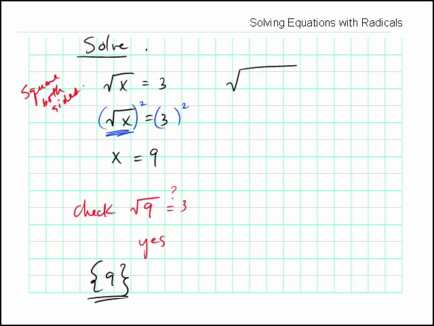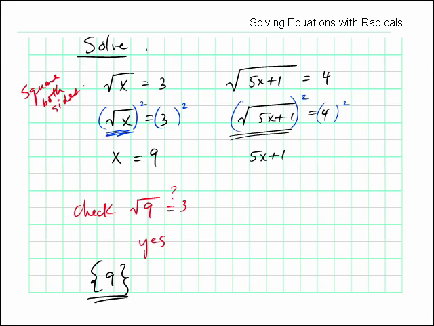Square root 5x plus 1 equals 4. Okay, just like the last example, to solve for x, I'm going to square both sides of the equation. Just like this. Squaring this side, the square root and the square cancel away, and that leaves me with just a 5x plus 1 under the radical sign. That equals 16.